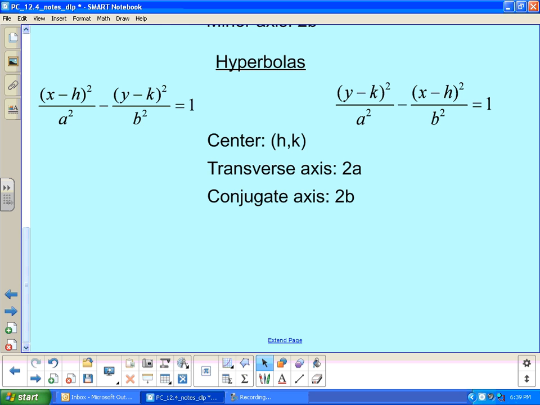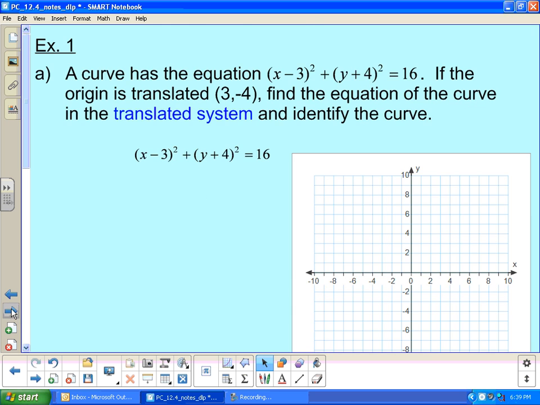The whole idea of moving my graph around. So we have in our first example a curve that has the equation of x minus 3 squared plus y plus 4 squared is equal to 16. And this next part, we'll eventually be able to know where my origin has been translated because I'll be familiar, hopefully enough, with the equations to know what my h and k are. But here, I'm telling you what h and k is.